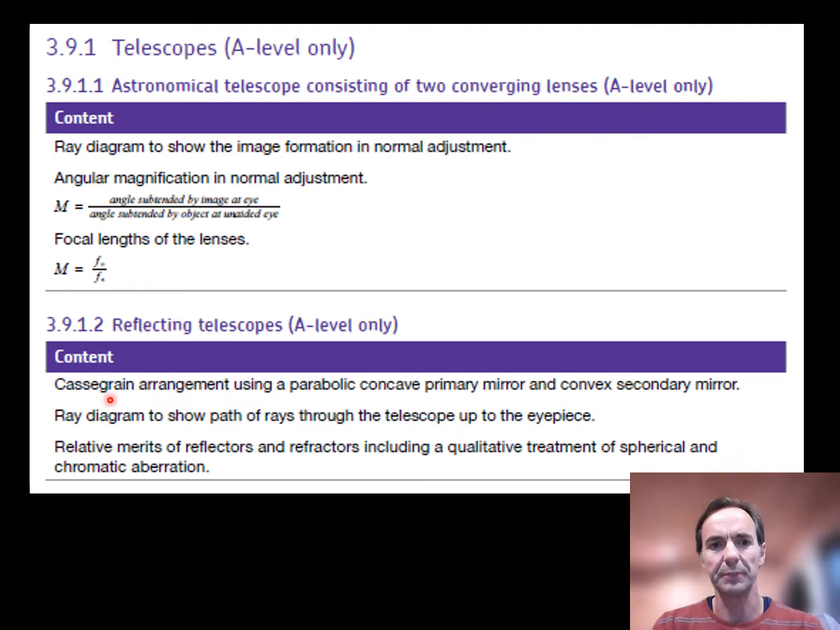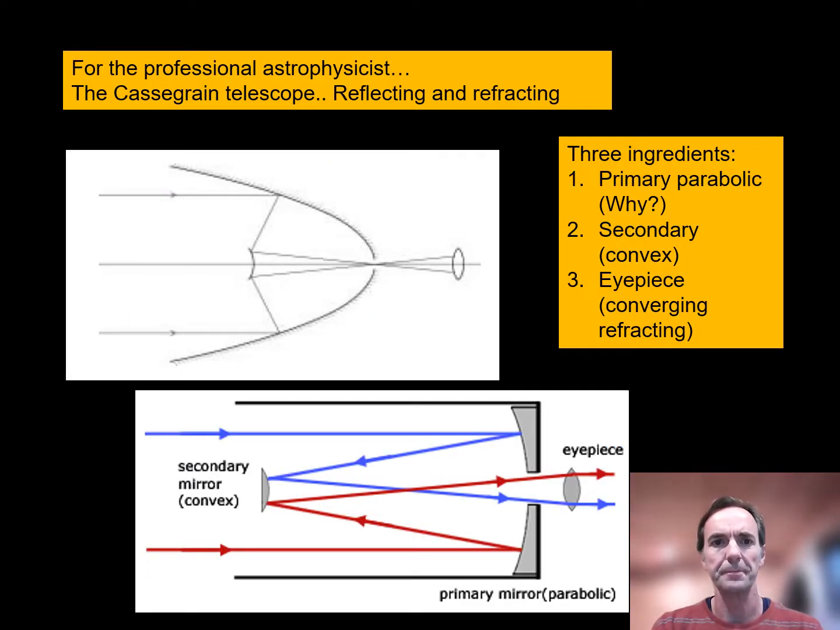So we're going to use something called a Cassegrain arrangement for a reflecting telescope with a parabolic concave primary mirror and convex secondary mirror. I'll explain what these are in a second. We're going to do a ray diagram again, and also we're going to look at the relative merits of reflectors and refractors. Very common exam question in AQA, so I'm just going to talk you through that. So if you're a professional astrophysicist, this is the only telescope you're going to use.